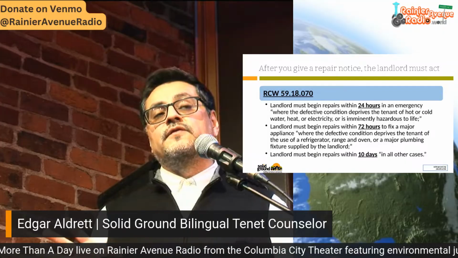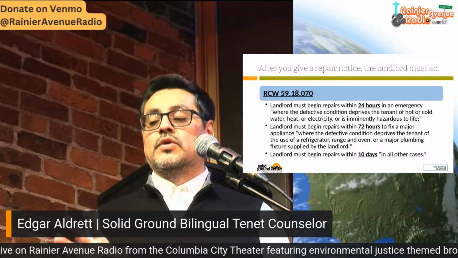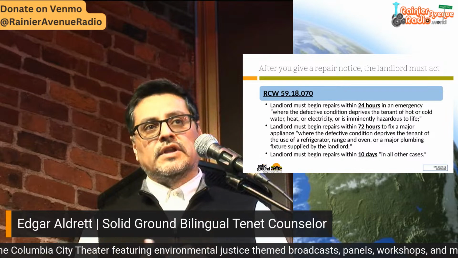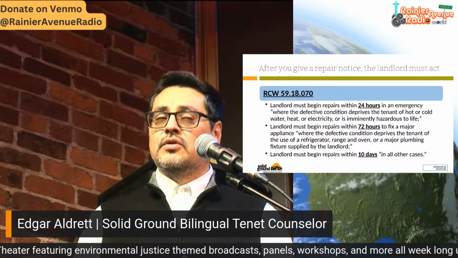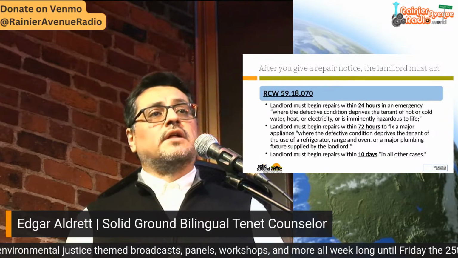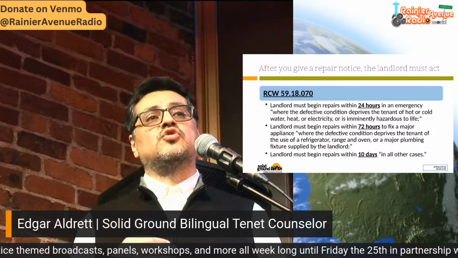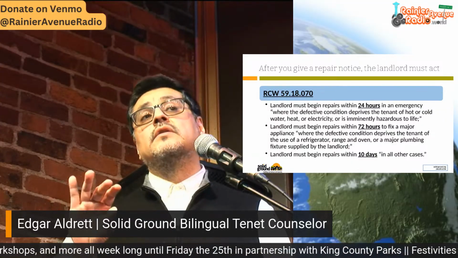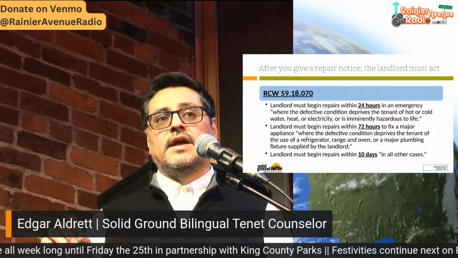The way this functions, though, is when you read this, you look at it and think, oh, 24 hours, 72 hours, 10 days. That's how quickly the landlord has to complete the job. Well, no, that's not what it's saying. The law says that the landlord needs to respond with remedial action to your work order based on the situation or the issue at hand.